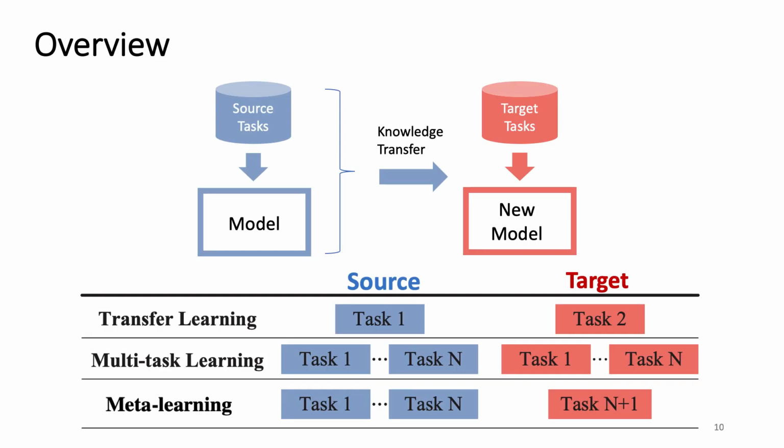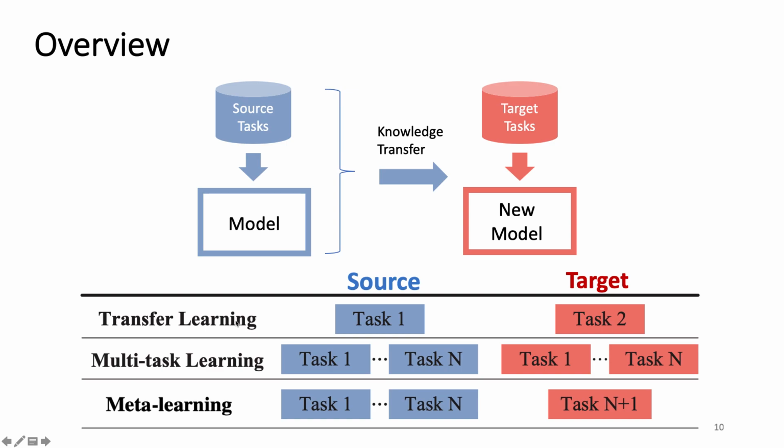Just to give an overview, the idea of this big category is that we have some source tasks, and from those source tasks, we can train a model. And then we transfer the knowledge. Basically, we transfer what we learned from the source task data to the target tasks, and we train a new model for these target tasks.